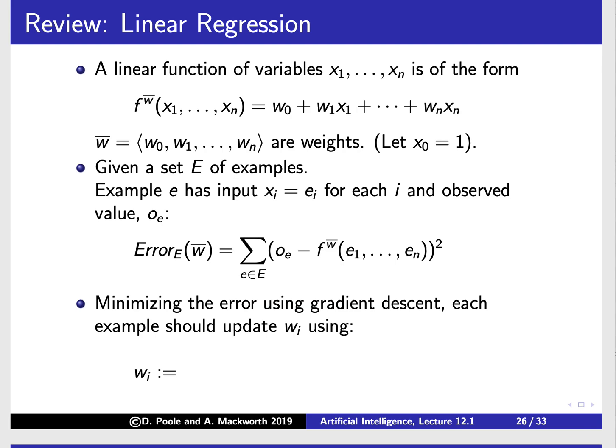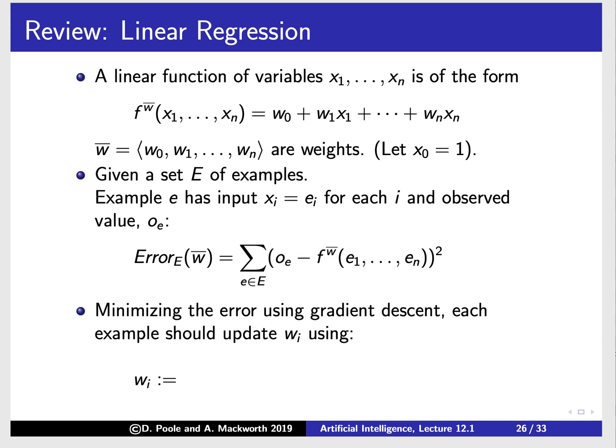Alright, so linear regression. The idea is you start with a linear function of the variables. We have f of x1 to xn as weights times each xi, so it's w0 plus w1x1 plus up to wnxn, where w0 to wn are weights. It's typical to decide x0 is just 1, which keeps the mathematics simple. Now the function we want to optimize: given a set of examples E, example E has an observed value, the output of E.